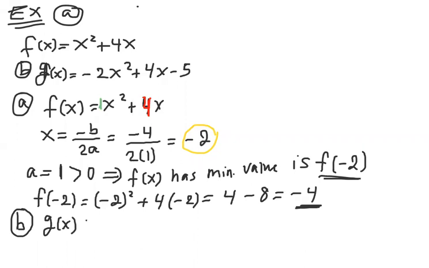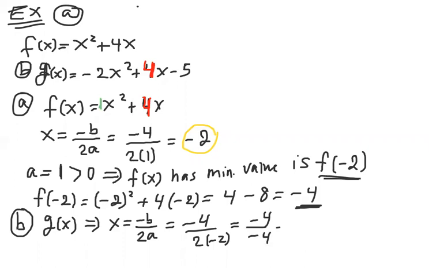Again, we find the value for x. The value for x is minus b over 2a. What is b? This is b, it's the number 4. This is b, this is a, this is c. So minus 4 over 2 times minus 2. This is equal to minus 4 over minus 4, which equals 1.